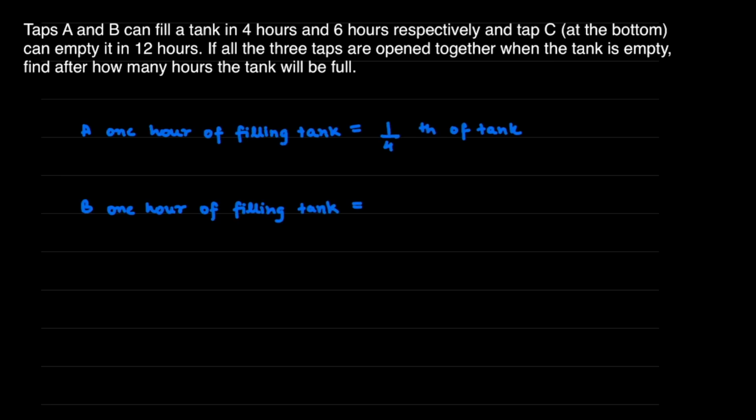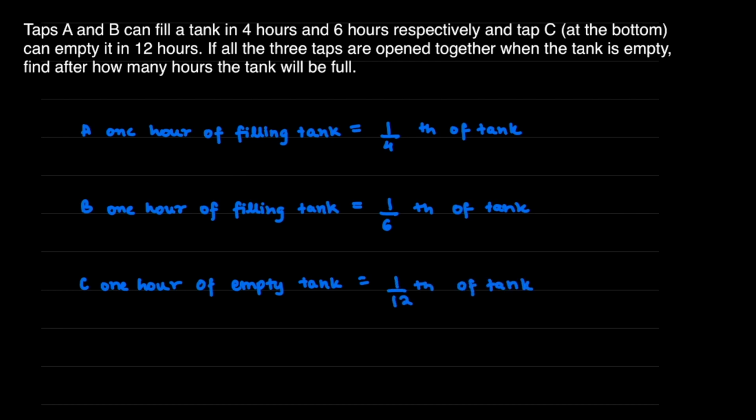So first we'll think about how each tap is affecting the tank in 1 hour. Tap A fills the tank, so A's 1 hour of work is filling 1/4 of the tank. For B, it's again filling the tank, and it would fill 1/6 of the tank. And for C, it empties the tank. So in 1 hour, that is 1/12 of the tank. It empties every hour.